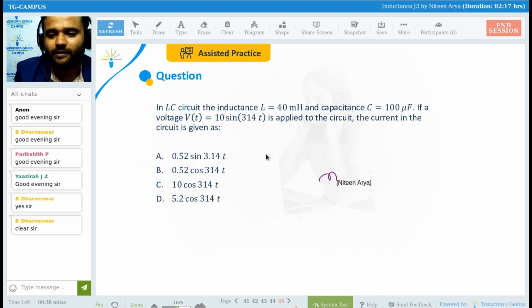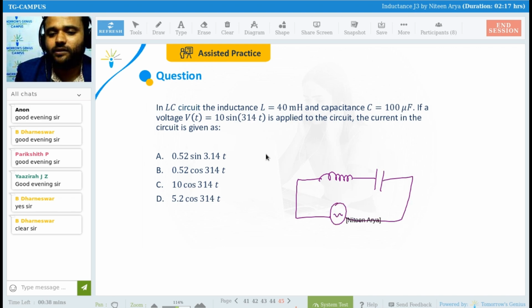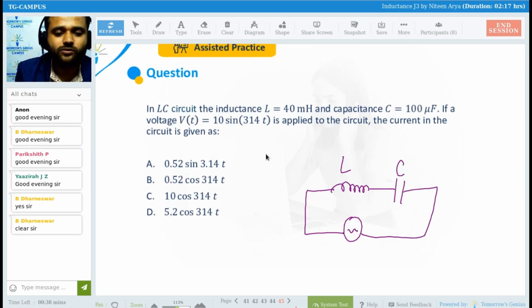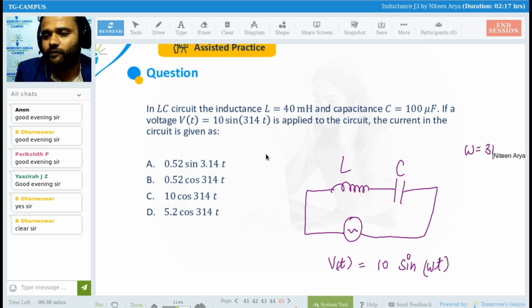So what is this? First of all, a circuit which has L and C all together, and there is an alternating voltage. This is your L, this is your C, and there is an alternating voltage. Okay. So L here is 40, C here is this, and this alternating voltage V of t is 10 sine omega t, where omega here is 314. Understand how to do this.